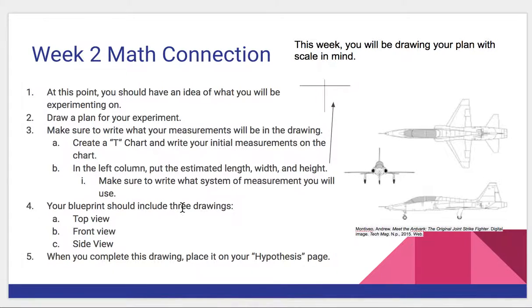Your blueprint should include 3 drawings in total, and they don't have to be intricate. They don't have to be absolutely perfect. But I want you to show me that you at least are planning what your technology is going to look like. So you should have a top view, a front view, and then a side view. So it should look something like this, very simple, but it should have measurements somewhere on them. So have a line that shows what the length is going to be, the height, and so on. When you complete the drawing, this is what you're going to place on your hypothesis page with the statement that you had just discussed.